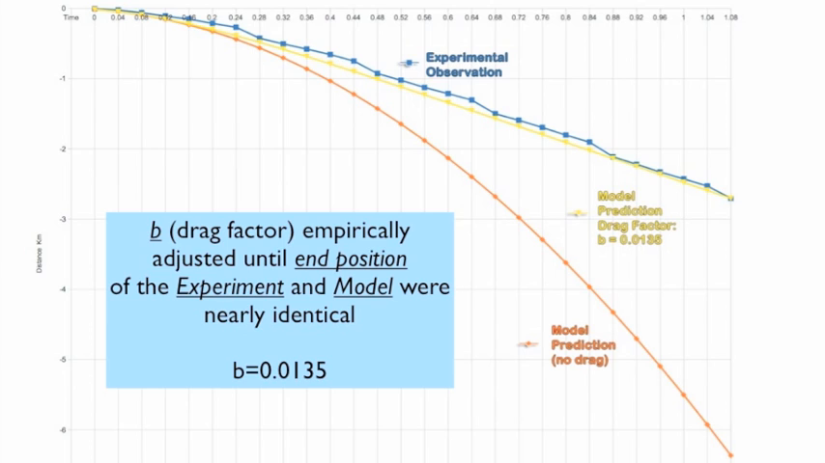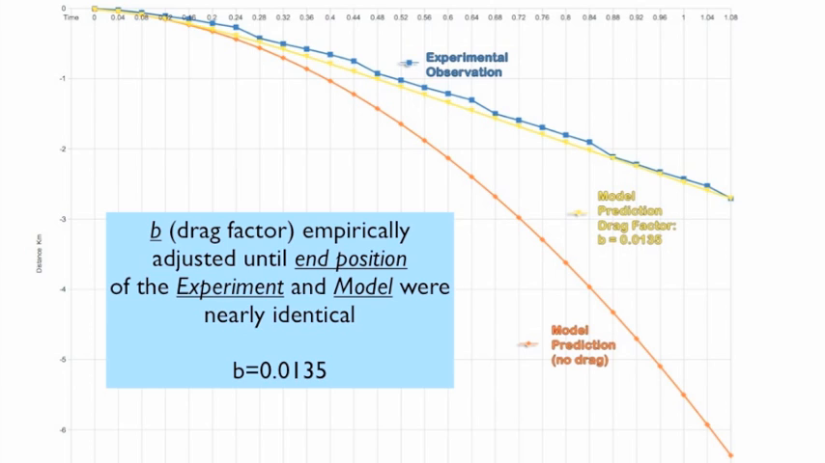The orange line is the computer-generated model with no drag factor. The upper blue line is the data obtained from the actual experiment, and the middle yellow line is the computer-predicted model after a drag force has been obtained empirically.